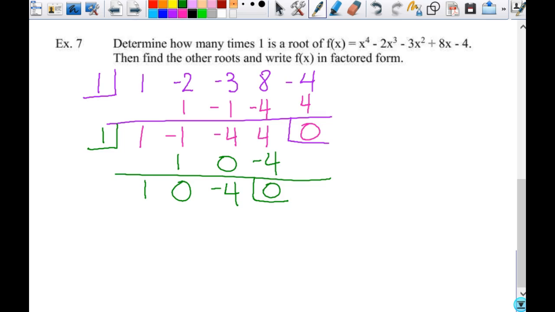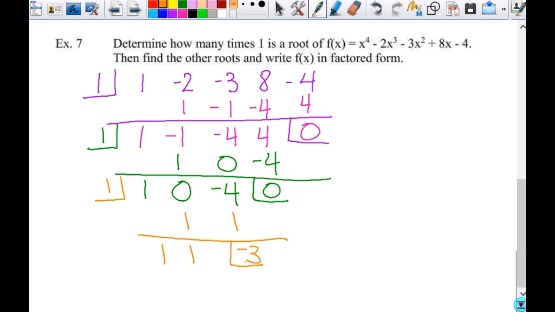So is 1 a root twice? Is it a double root? Yes. So now I've got to do it again to see if maybe it's a triple root. Here's a 1. Do it again. My remainder will end up right there. Bring down my 1. 1 times 1 is 1. That's 1. 1 times 1 is 1. So I get a negative 3. So is the 1 a triple root?